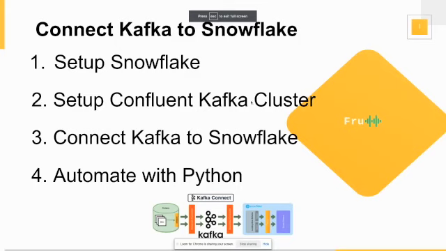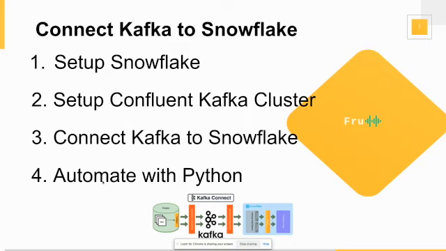In today's presentation, we're going to look at integrating Kafka data into Snowflake. A couple of things we're going to look at is setting up Snowflake, which is really easy to do. It's delivered as a service. We're going to look at setting up Confluent Kafka to connect to Snowflake. So we're going to create a cluster that we're going to be using for this exercise. We're going to connect that cluster to our Snowflake environment.